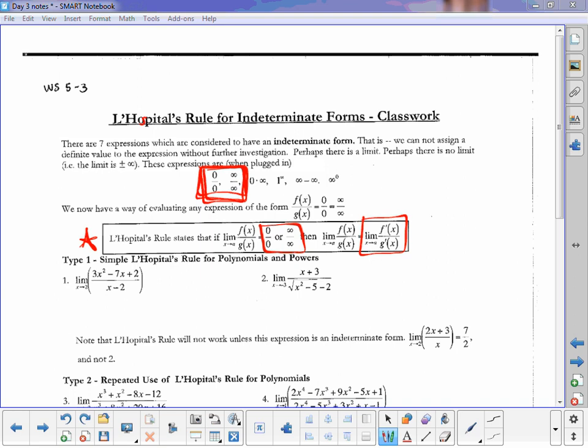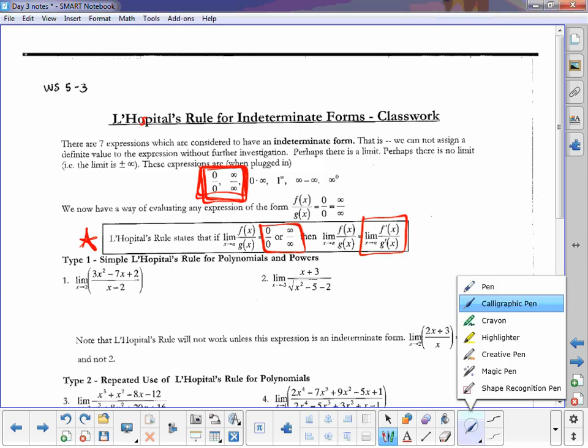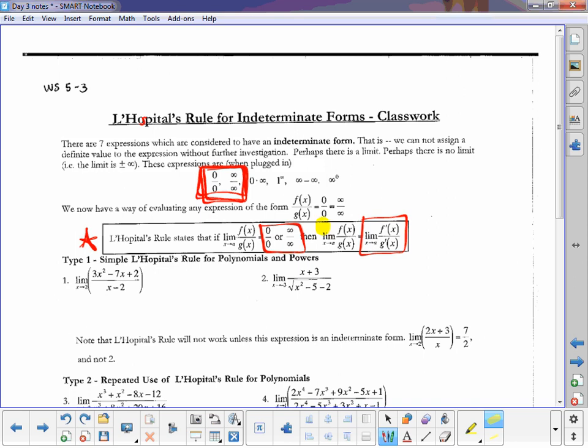Now, notice that in this here, we started off with this. And L'Hopital's rule says you simply take the derivative of the top and then individually take the derivative of the bottom and do the limit of that.